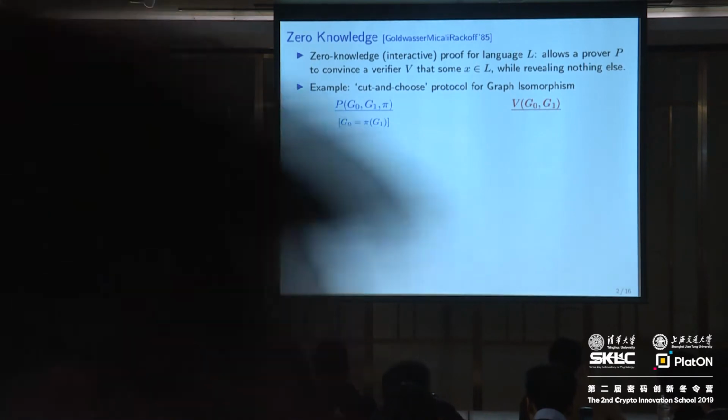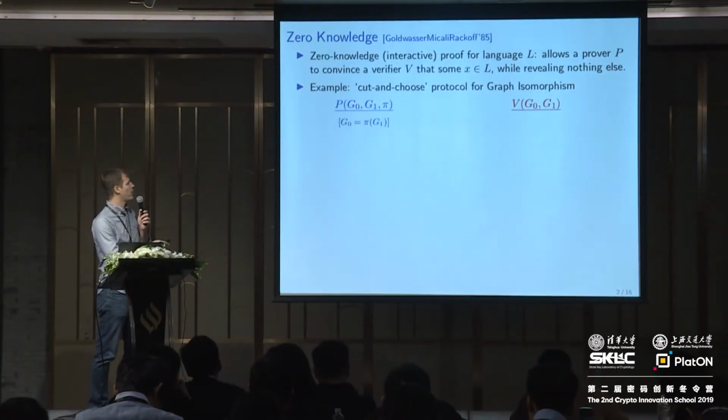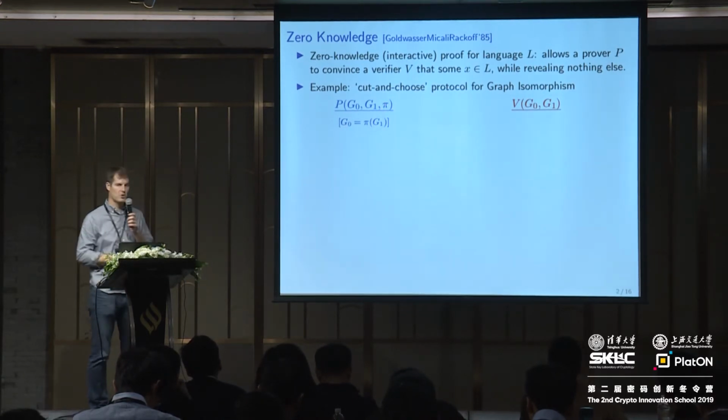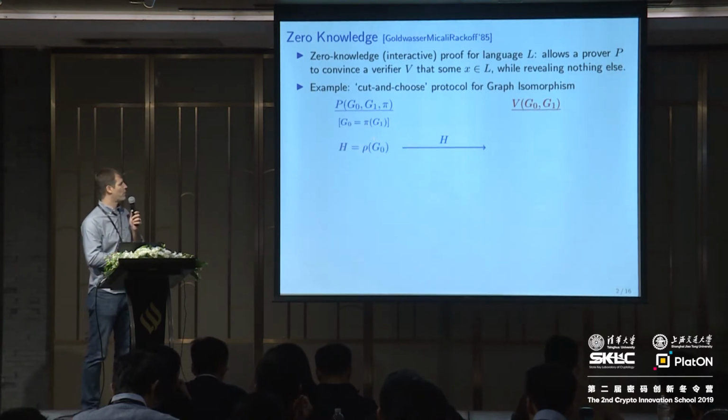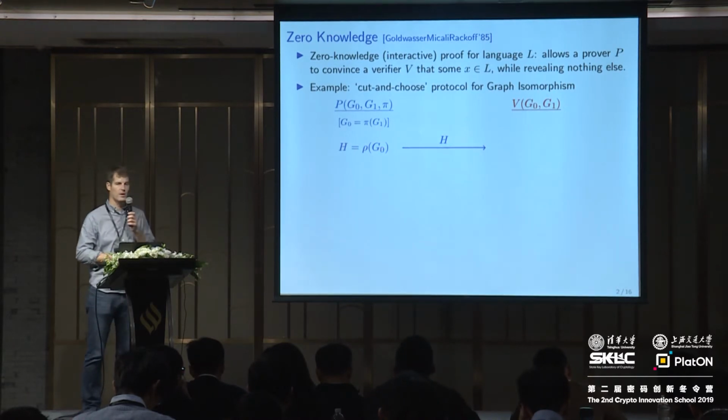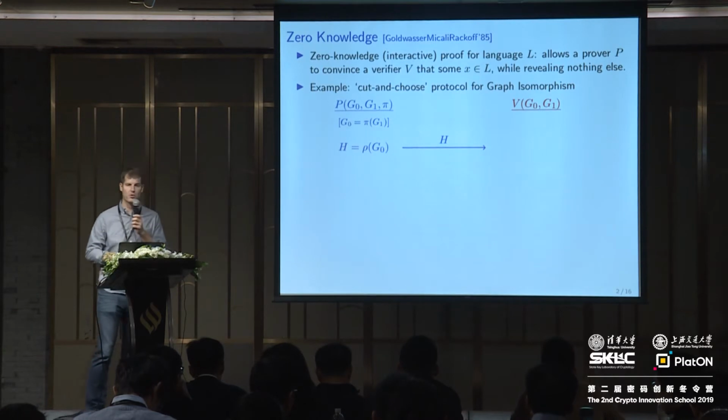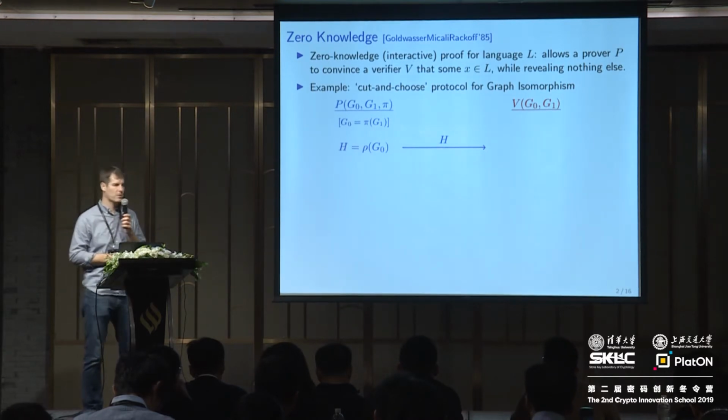Here the prover has the two graphs, and let's suppose that the prover also has an isomorphism between the two graphs, so G0 is pi of G1. Now the prover will choose a random permutation of one of the graphs, let's say G0. It doesn't matter which. So it chooses a random permutation rho of G0 and sends that permuted graph H to the verifier. And now the verifier issues the prover a challenge.